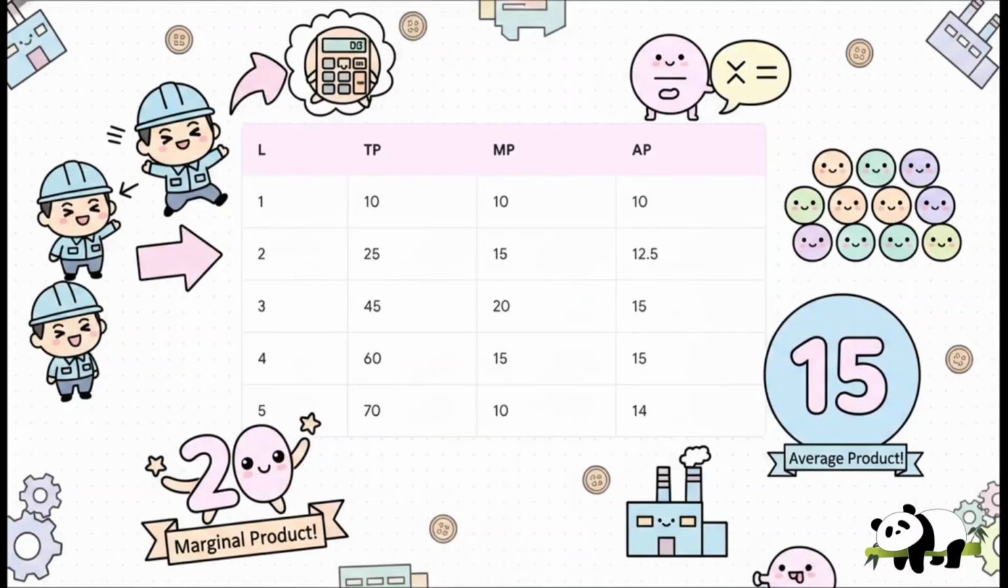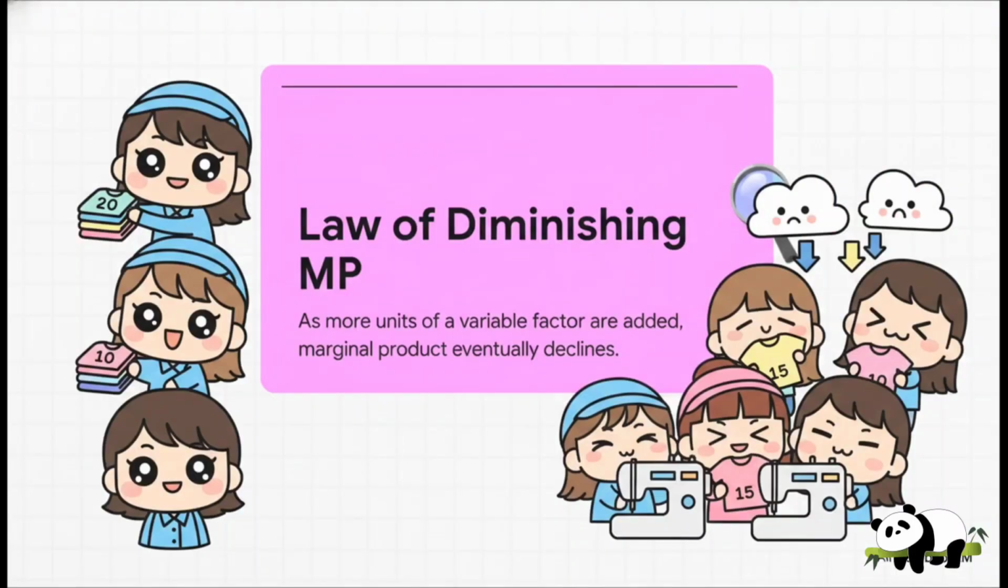Let's put some numbers to this. Check out the table. When Ravi goes from 2 workers to 3, what happens? The total product jumps from 25 to 45. That increase, that extra 20 t-shirts, that's the marginal product of the 3rd worker. And the average product for those 3 workers? Well, that's just 45 total t-shirts divided by 3 workers, which gives us 15. See how that works?